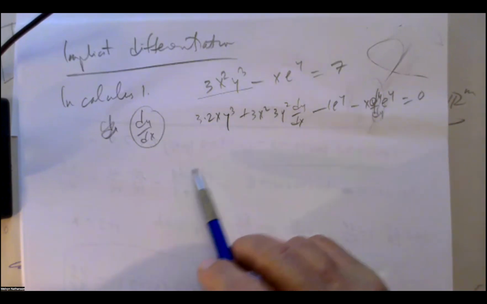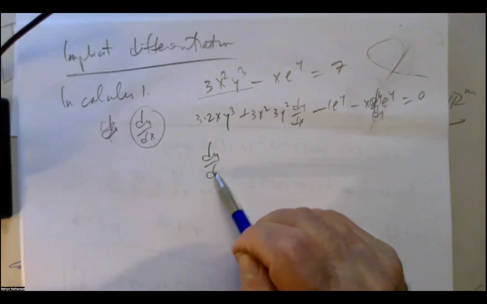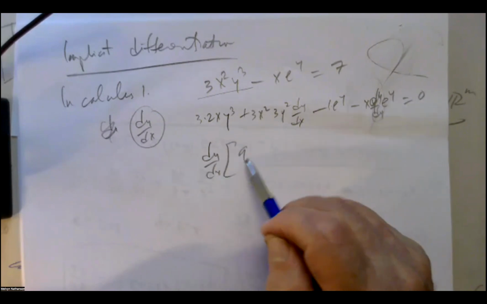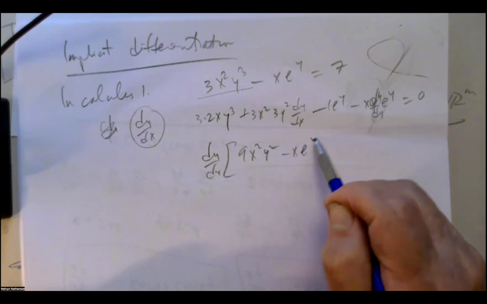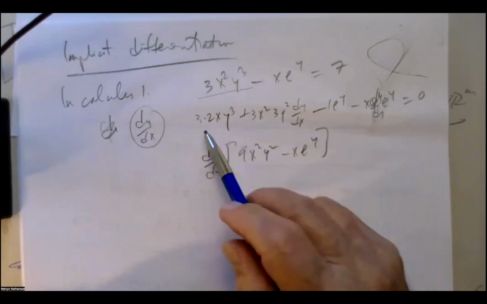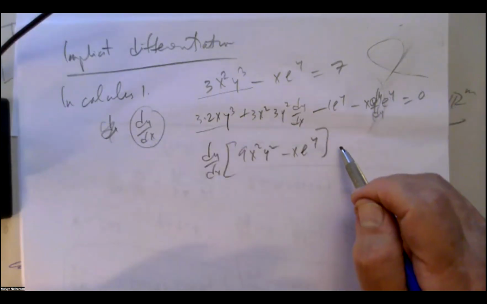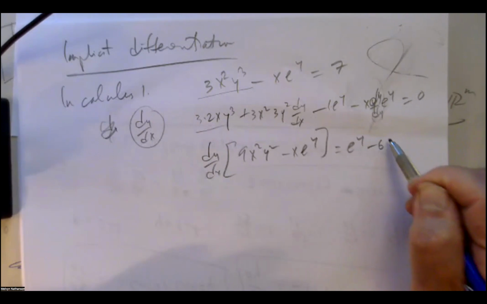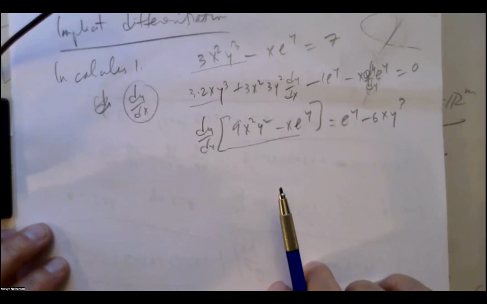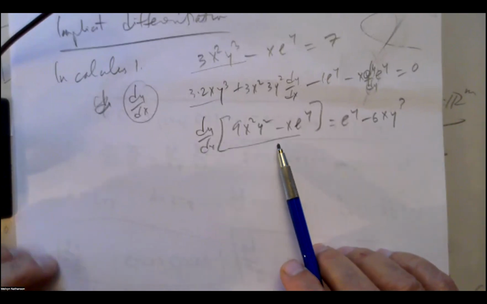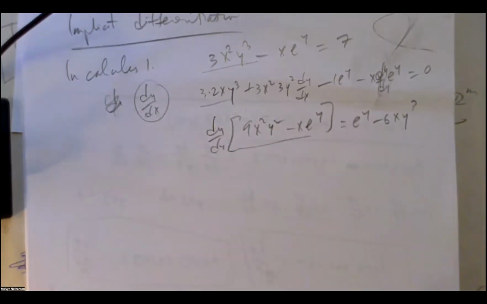So what I have is that I have two terms with a dy dx. This is 9x squared y squared minus x e to the y equals this and this. If I put this on the other side, equals e to the y minus 6x y cubed. And then you divide by this, and you found dy dx by what is called implicit differentiation. So this is something you learn in Calc 1, and you're not supposed to forget it.